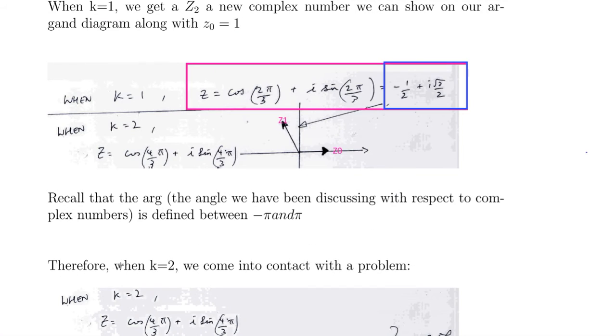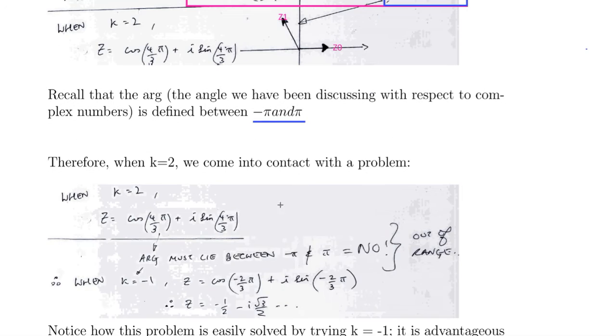Okay, so what happens when we do k equals 2 is we break this rule, this tradition of having the angle that I've been describing in here, also depicted by theta, which goes anti-clockwise round from this value of 0, and it needs to be between minus pi and pi. But this is an issue because what we end up with is 4/3 pi, which is too large.